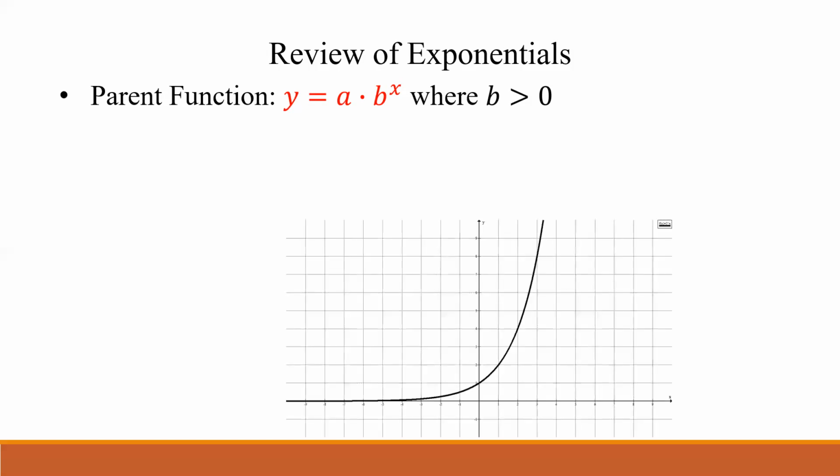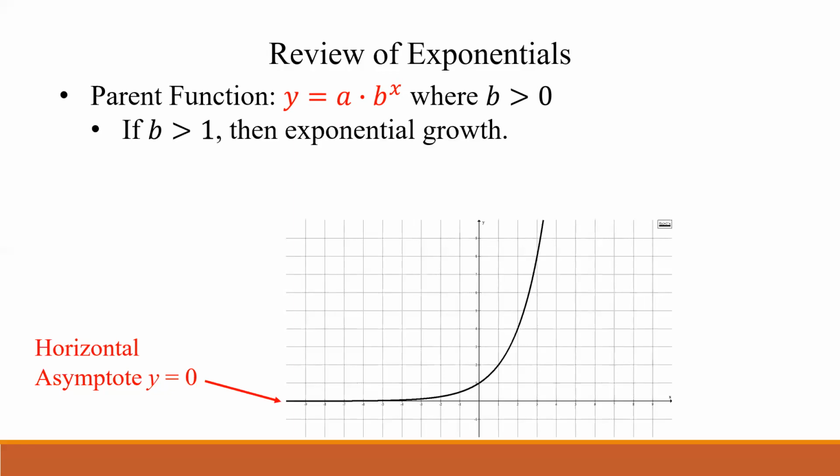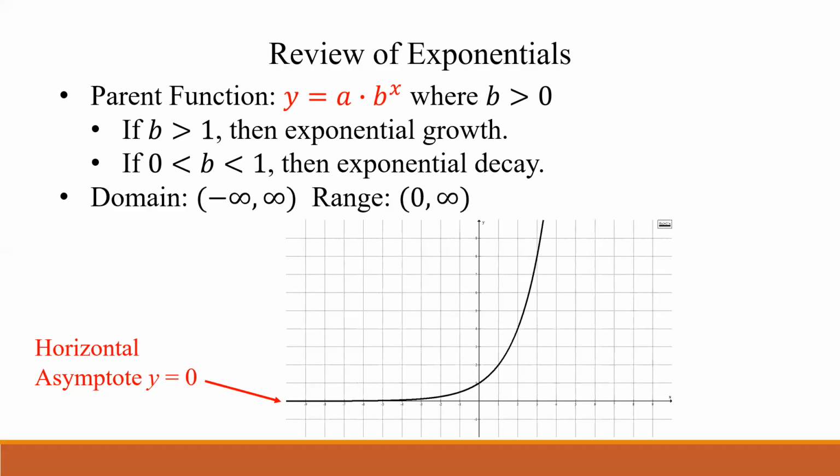If you remember from the beginning of the year in Algebra 2, we talked about all the different parent functions. This is what the graph of that looks like, and remember, that has a horizontal asymptote at y equals 0. If b is greater than 1, so 2 or anything bigger than 1, we call that exponential growth. And if b is between 0 and 1, then we call that exponential decay. Based on the graph, we can also talk about the domain and range of these things. I'm not going to focus on this a whole lot.